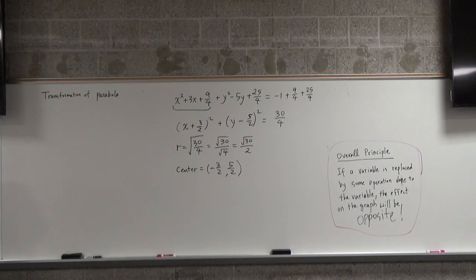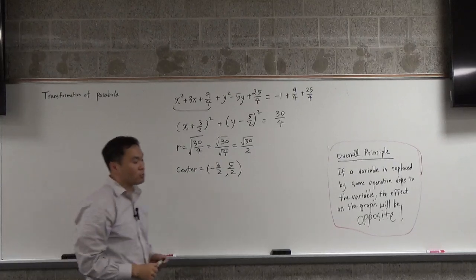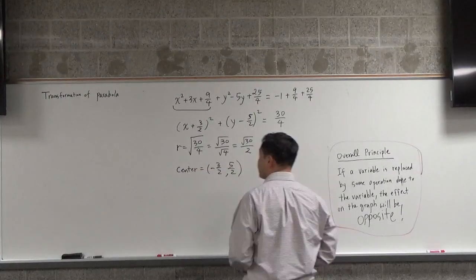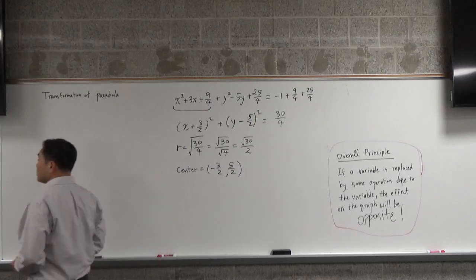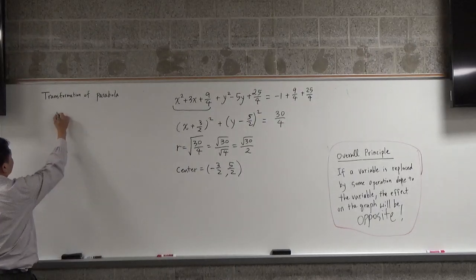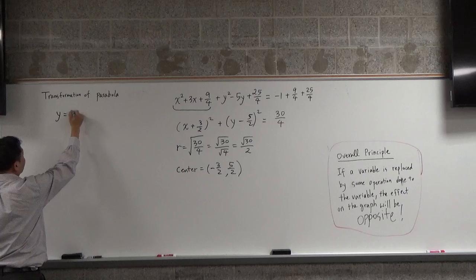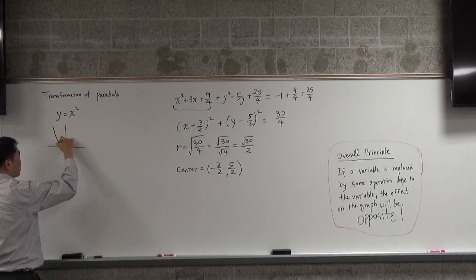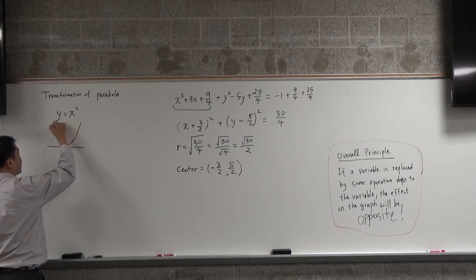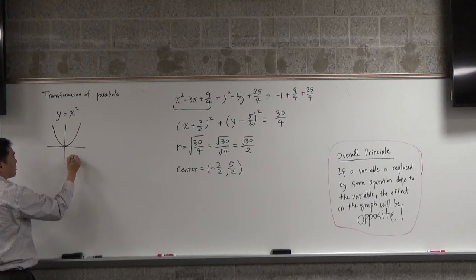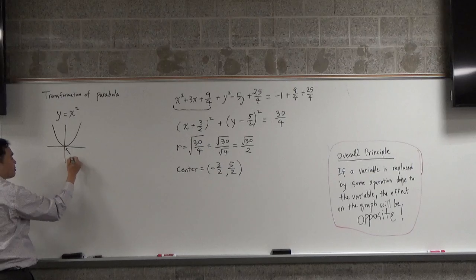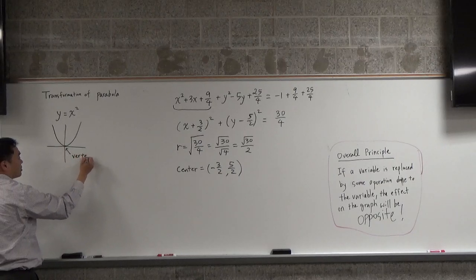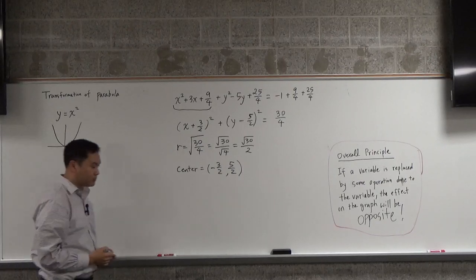Okay, let's now move on to transformation of the parabola. For this, you need to know the following fact. Y equals x squared gives you a parabola whose vertex, this tip of the parabola is called the vertex. Vertex is at the origin.